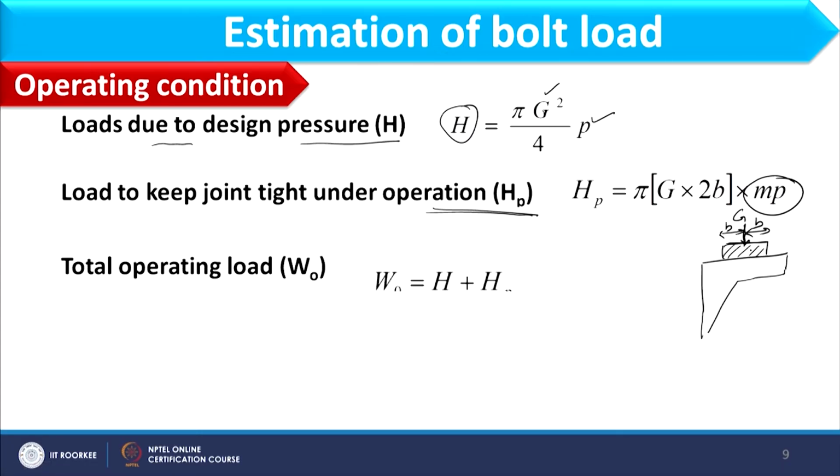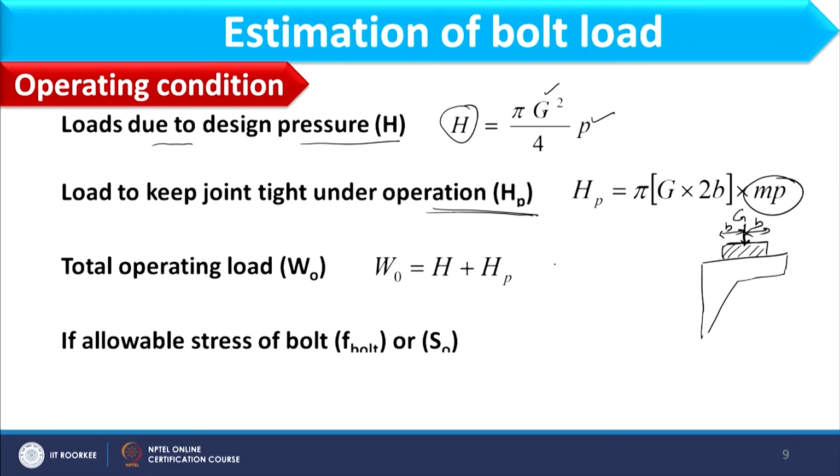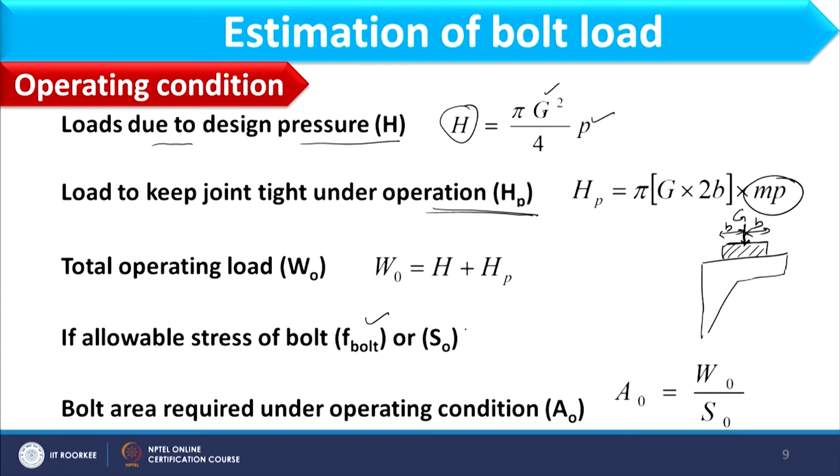Then the total operating load in that case would be H plus HP. We join these two, and if we consider the allowable stress of bolt, that is Sb or So, then the bolt area required under operating condition can be defined as Wo by So. What is this So? So is basically the allowable stress of the bolt material at design temperature, because here I am considering operating condition and all parameters should be considered at design temperature.